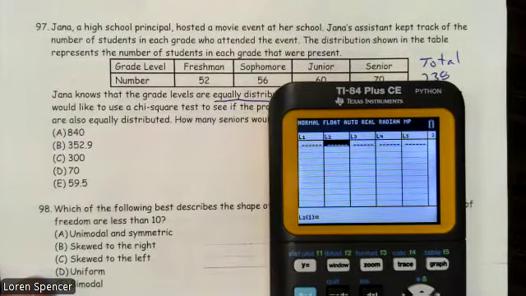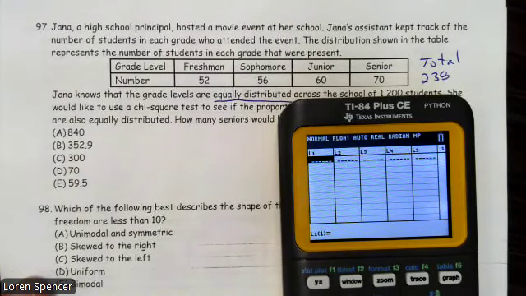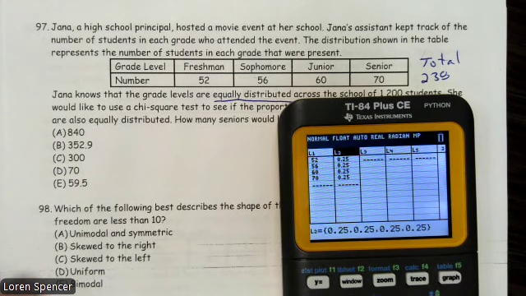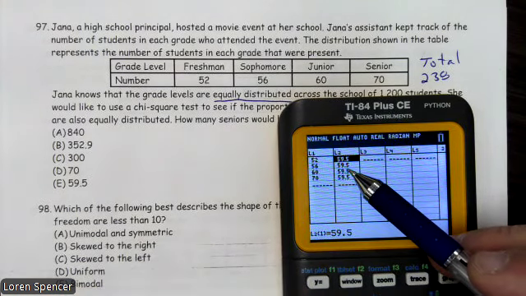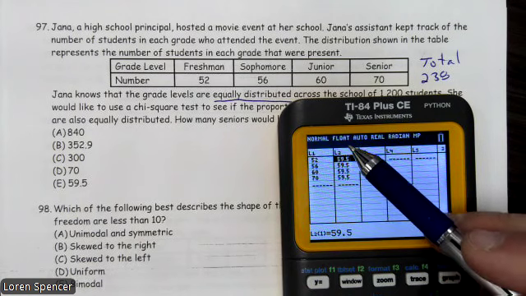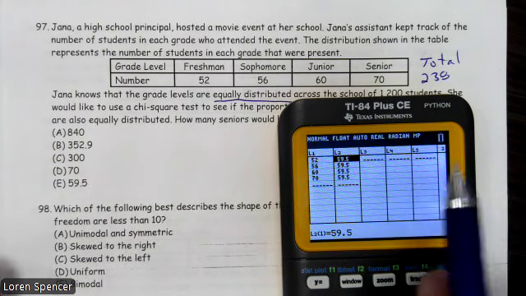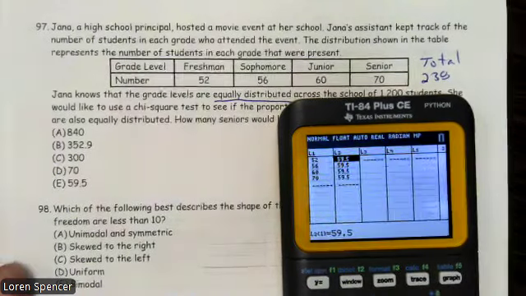So let's go to stat edit. And in L1, we're going to put the observed values, which were 52, 56, 60, and 70. In L2, we're going to put the expected percentages, which are 0.25, 0.25, 0.25, and 0.25. Well, I need to take that and multiply it by 238. So second 2 times 238. Well, that means I'm going to expect 59.5 for each group. So these are my expected values.